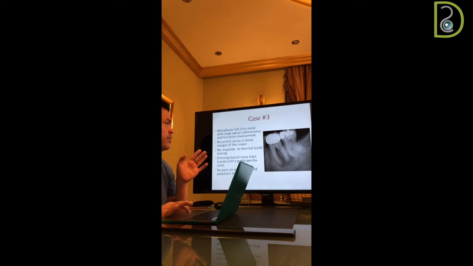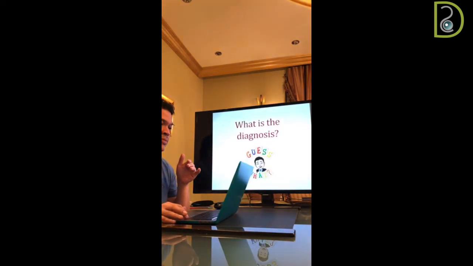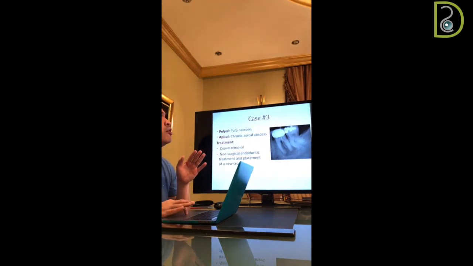So in this case, what will be the diagnosis? Guess what? It will be pulp necrosis with chronic apical abscess. When you see a sinus tract, that means chronic apical abscess. Okay? So in this case, what you have to do is remove the crown because there is leakage. So crown removal, then we can do root canal treatment. Then we will do, of course, a new crown because the old crown is leaking, so it's not usable anymore.